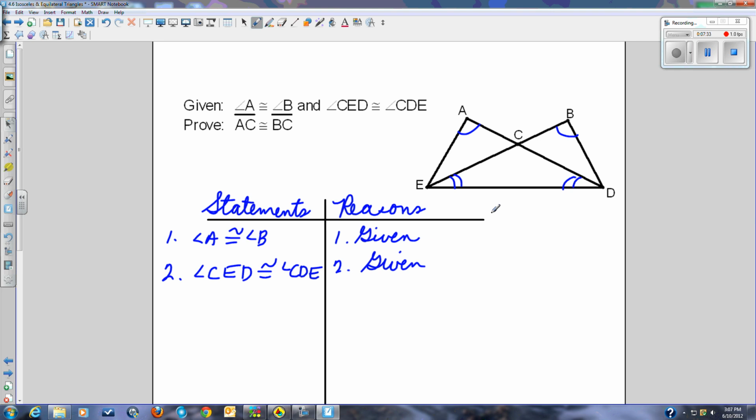Well, let's see what else we notice about these triangles. We've got two angles in each one that are congruent. If we can prove the two triangles are congruent, we can prove that their corresponding parts are congruent as well. So let's see.